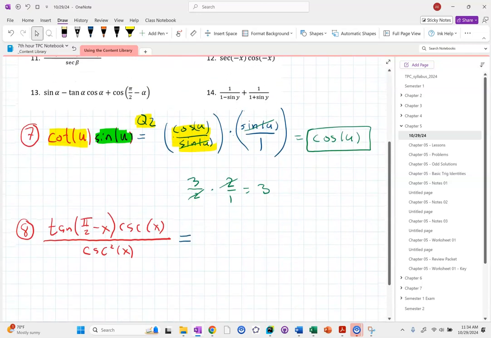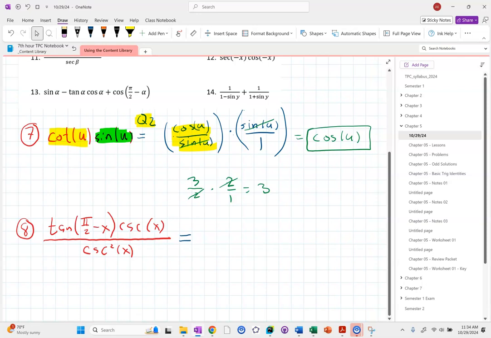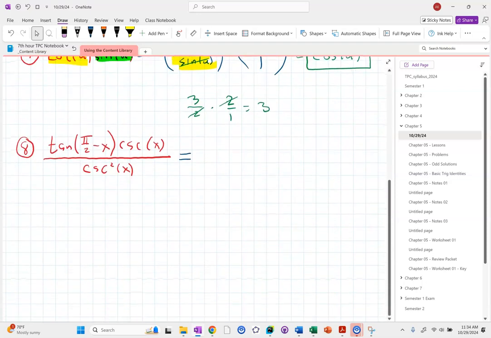Like up here, when we replaced the cotangent with cosine over sine, it was okay to do that because we saw that the sine was going to cancel. So here, if you replaced cosecant squared with 1 plus cotangent squared, there's nothing that's going to cancel by doing that. I probably wouldn't want to do that.